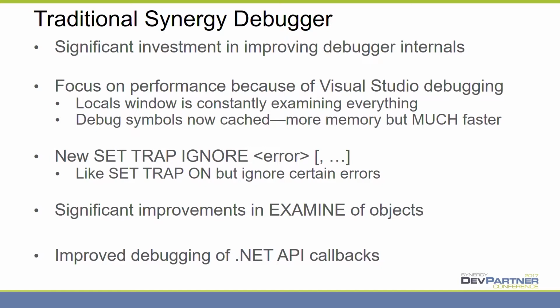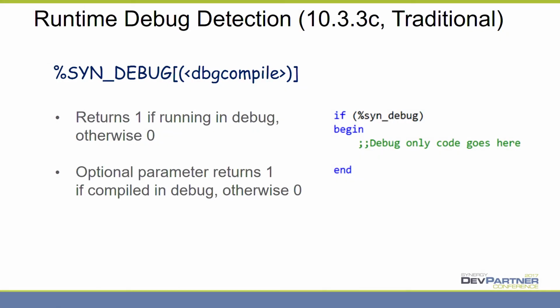Examining of objects is another area that's been improved. And also, it's now possible to debug callback routines. If you're using the Synergy.net API and the .net component is calling back into your Synergy code, it's now possible to break and debug those types of scenarios as well. There's a new runtime feature that allows you to basically detect, am I running in debug mode? So if you want to add additional logging code or something like that that only happens when the program's been run in debug, then this will allow you to do that. There's also a little parameter there that allows you to detect whether the code was compiled in debug mode as well.